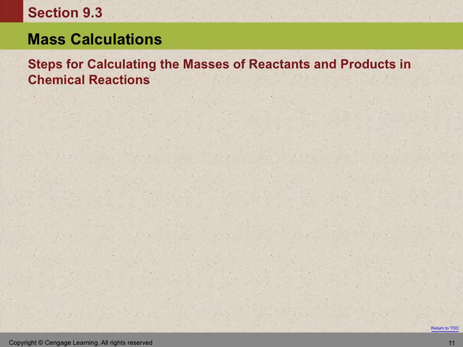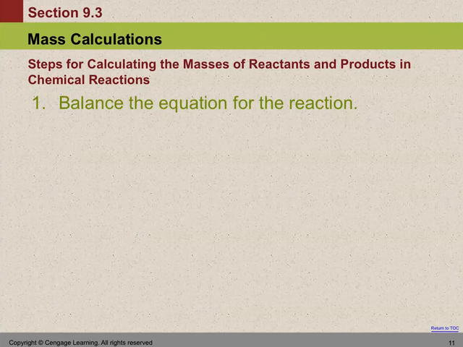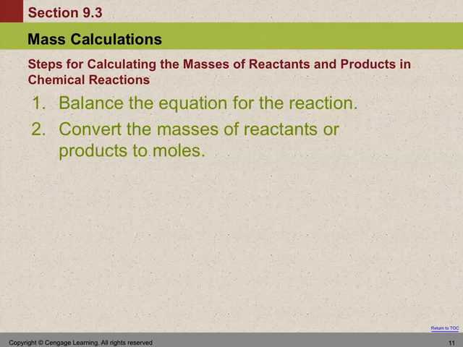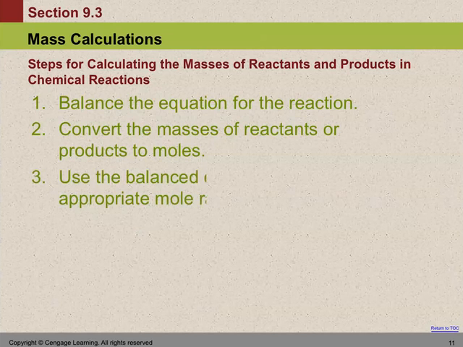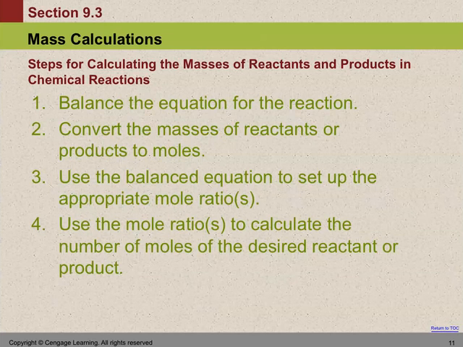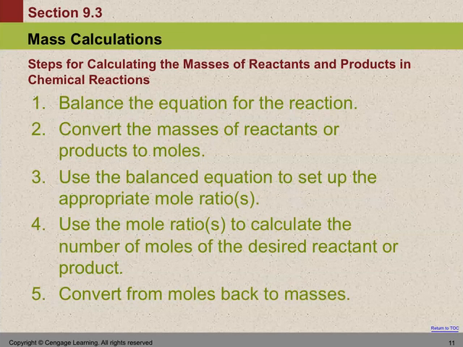So there are steps for calculating the masses of reactants and products in chemical reactions. First of all, we balance the equation for the reaction. Secondly, we convert the masses of reactants or products to moles. Then we can look at the molar ratio given by the coefficients in front of each species in the chemical equation. Determine the mole ratio by looking at the reactant and the product of interest. Use the mole ratio to calculate the number of moles of the desired reactant or product. Finally, convert from moles back to masses.